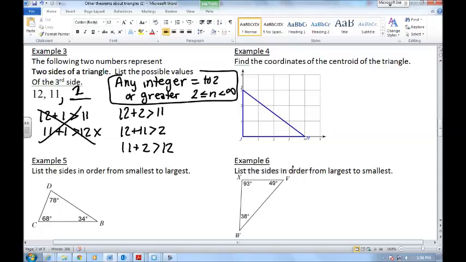Okay, example 4. Find the coordinates of the centroid. Centroid. Look on the front of your paper. When did we get the centroid? What's that M word? When we construct these M words, we get centroids. What is it?